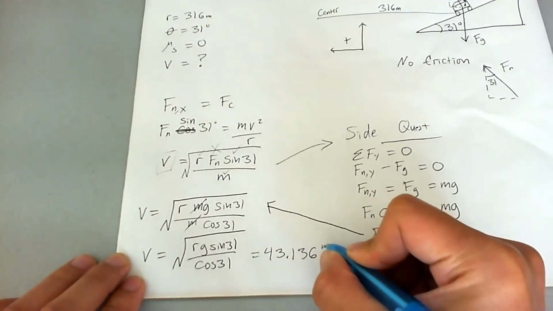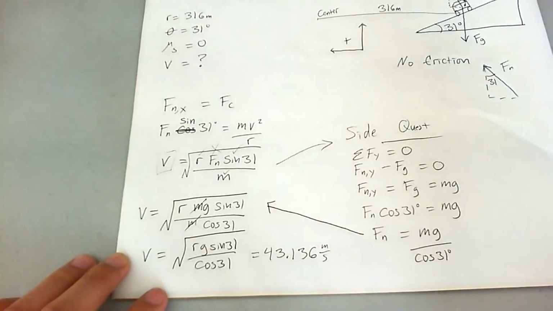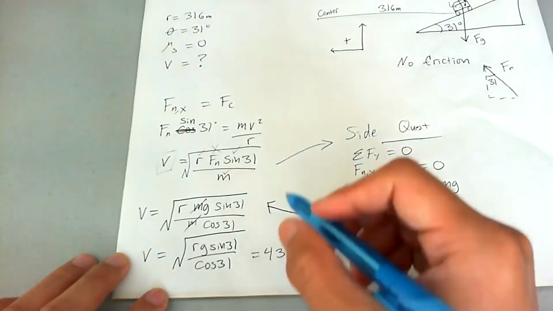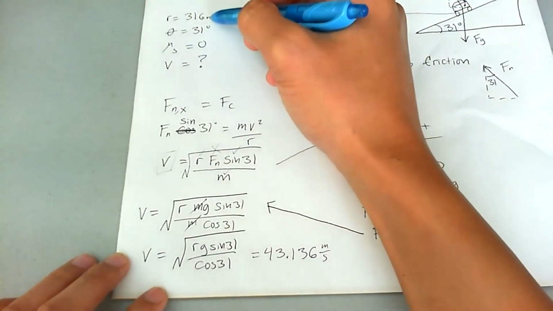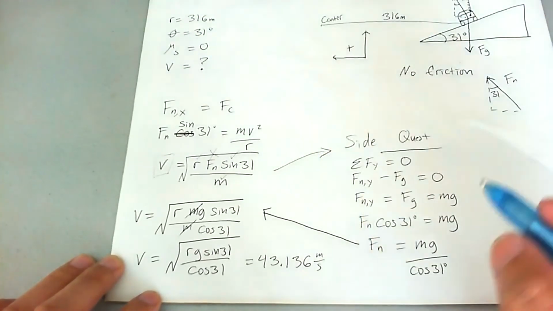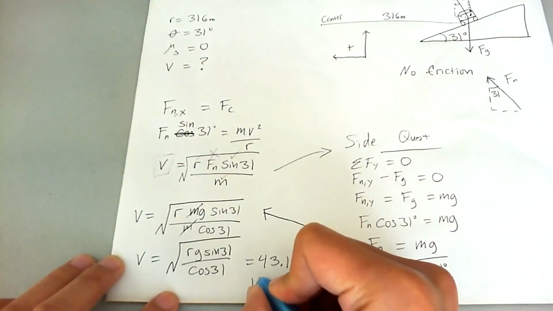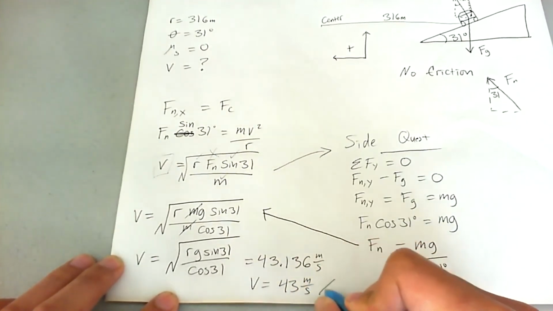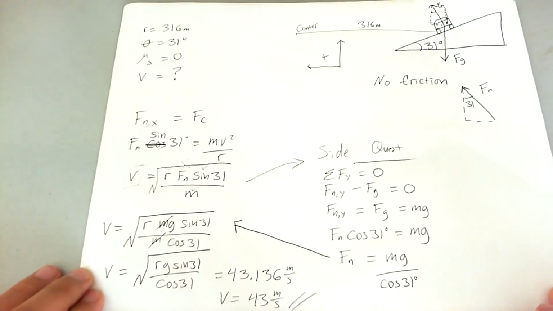This ends up being 43.136, et cetera, meters per second. To get it in line with two significant figures, since 31 has the least number of significant figures of all that is given to us, the velocity ends up just being 43 meters per second. And that is your answer.